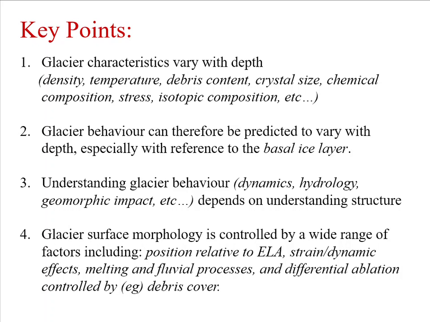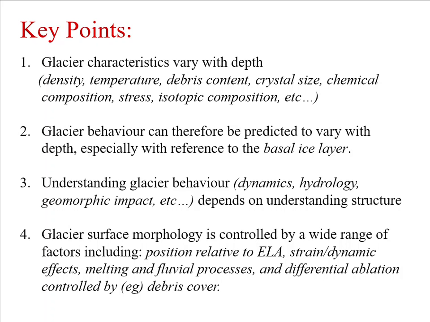Therefore, because of that, the behavior of the ice and the behavior of the glacier can be predicted to vary with depth, especially once you look at the characteristics of the basal ice layer compared with the englacial layer. You would predict that the basal ice will behave differently from the ice above it because it has different debris characteristics, etc. So if we're going to understand how glaciers behave, particularly how they behave through their depth, well, that understanding of dynamics, hydrology, the geomorphic impact, that's going to depend partly on an understanding of this structure or anatomy of the glacier.